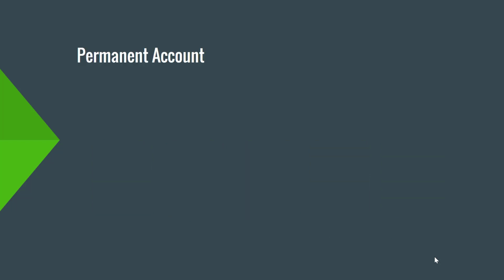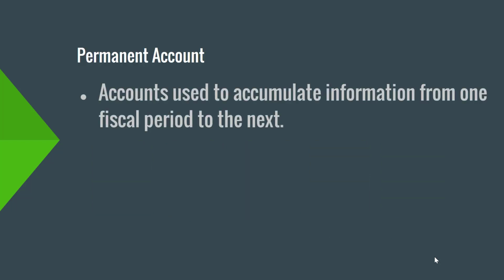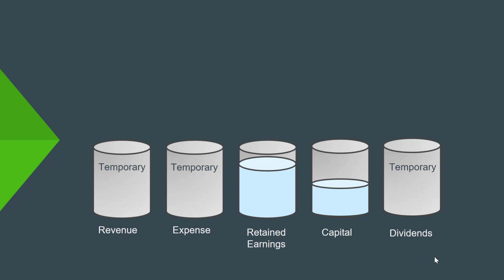A permanent account is any account that's used to accumulate information from one fiscal period to the next. Keyword here being from one period to the next. These are all the accounts that hold their amounts and carry them forward into the new fiscal year. So as we look at our glasses of water, which ones are considered permanent? Those would be any ones that have water in them in the end.